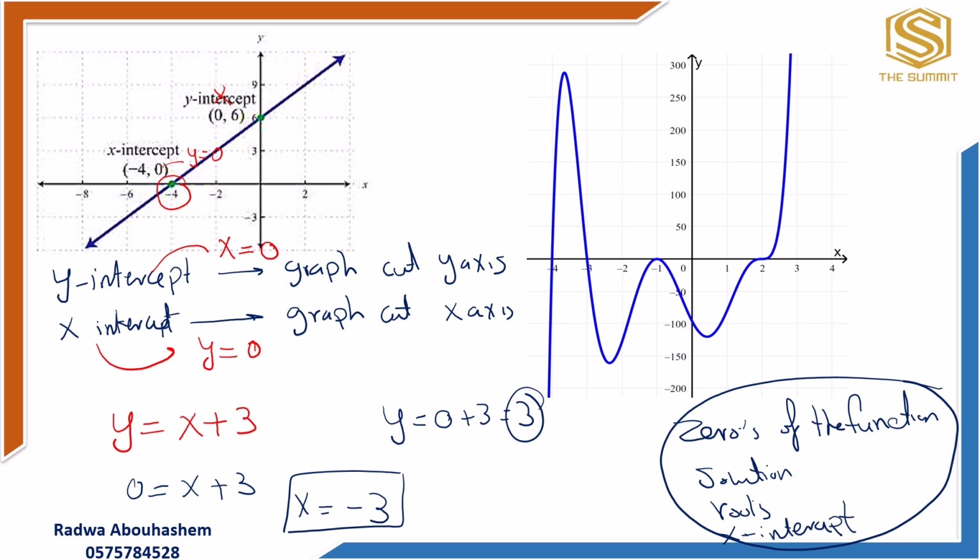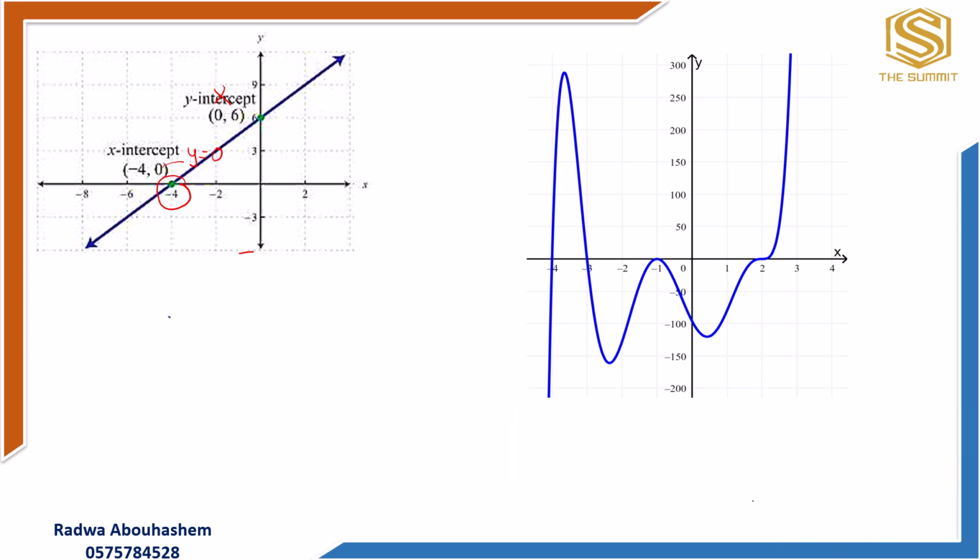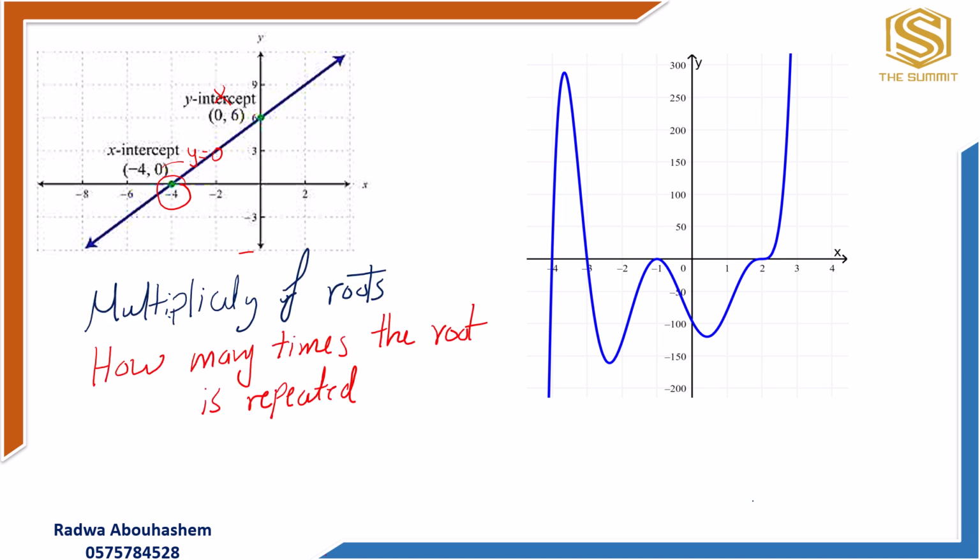The topic I'm going to talk about is called multiplicity of roots. It's not something common, but sometimes they give you questions like this. I encountered it in the compilation books twice. So I'll just explain it to you in a rough explanation. Multiplicity of roots means how many times the root is repeated.